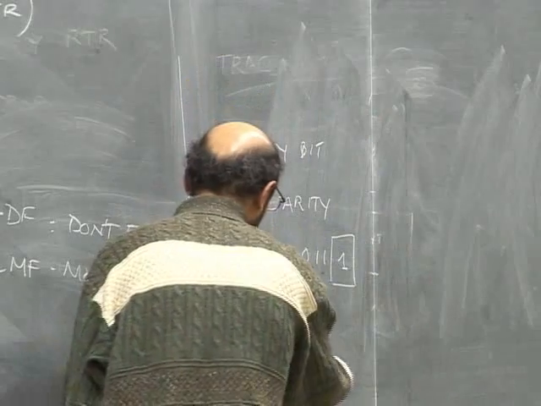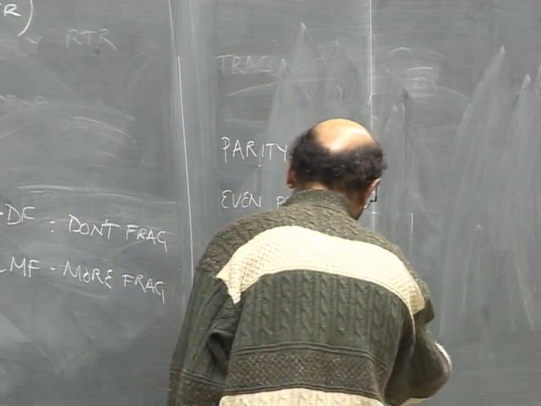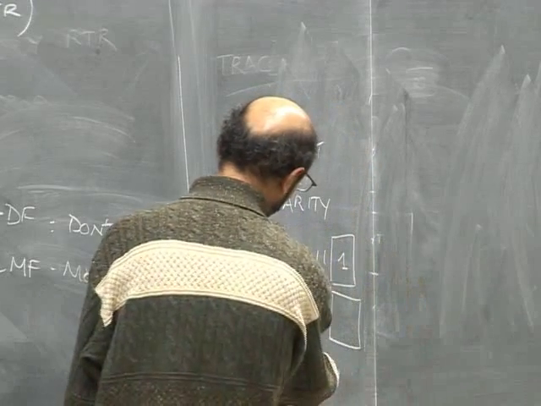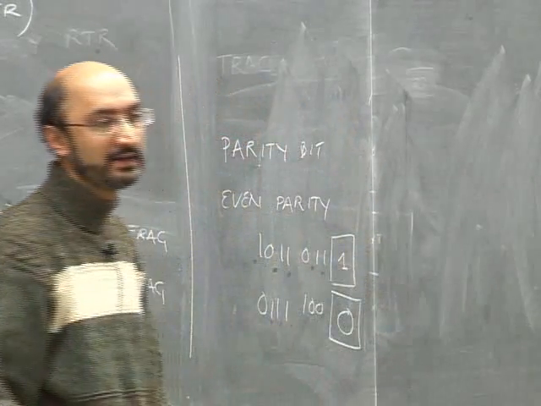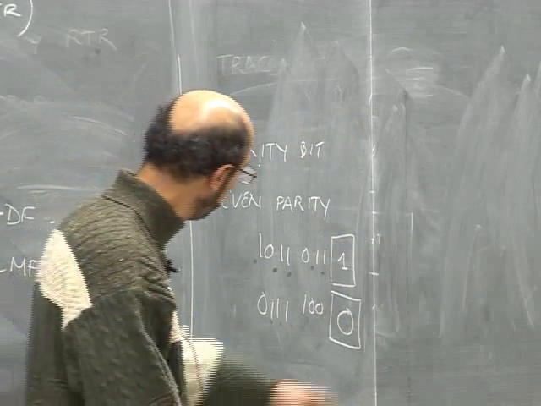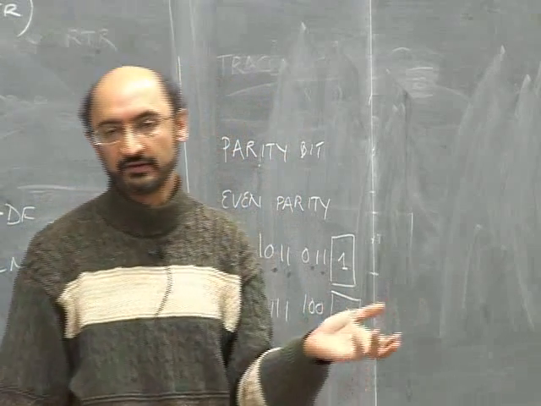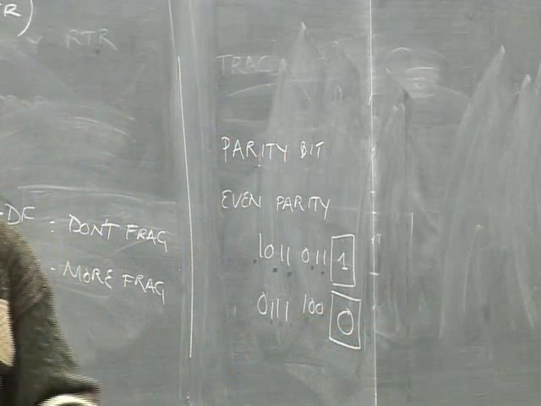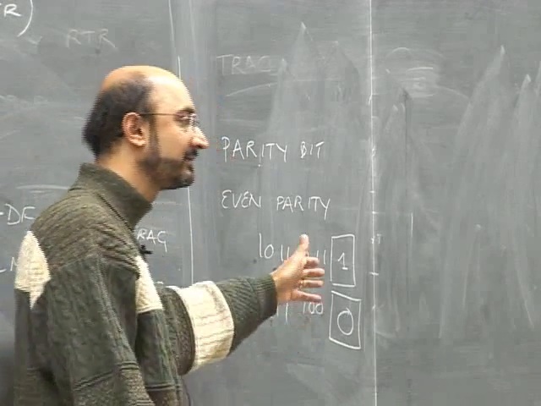Let's say I have a string like 0, 1, 1, 1, 1, 0, 0, and then another bit over here. Here I have 1, 2, 3, 4 ones, which is even, so I'll put a 0 here because I don't need another one. I've already got an even number of ones. This bit in the box is extra, redundant information. It doesn't carry any content at all. However, it allows us to detect that something went wrong.